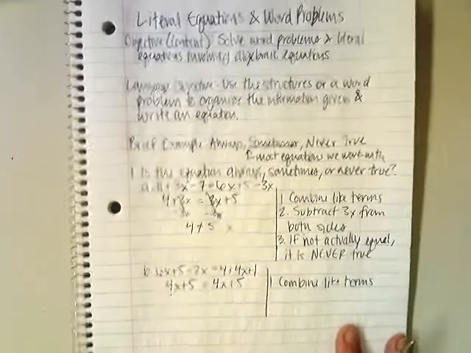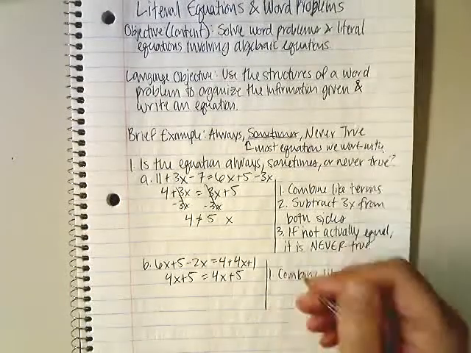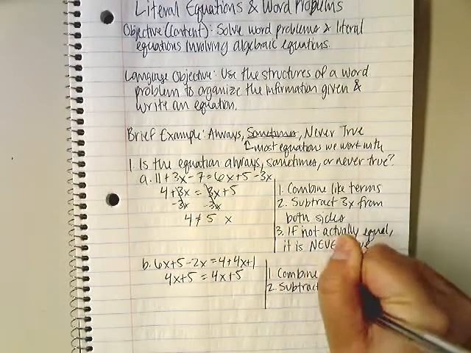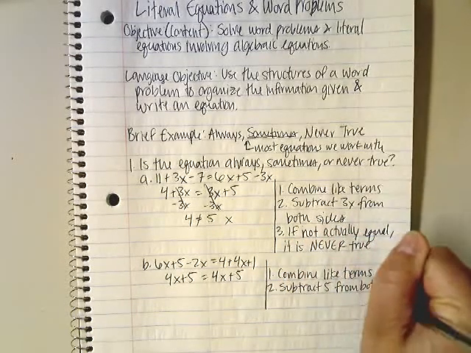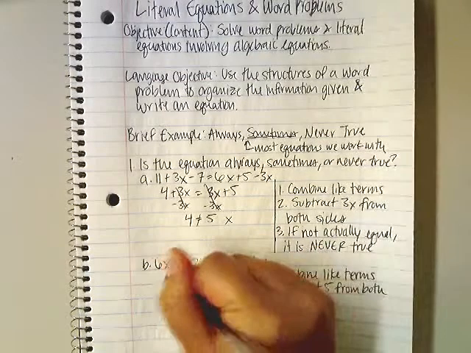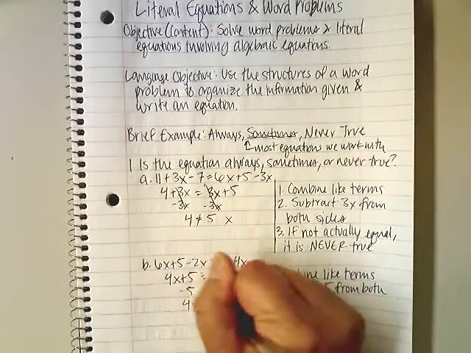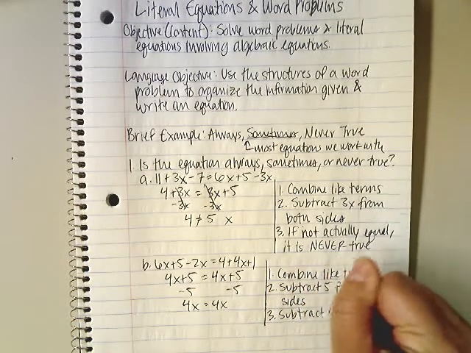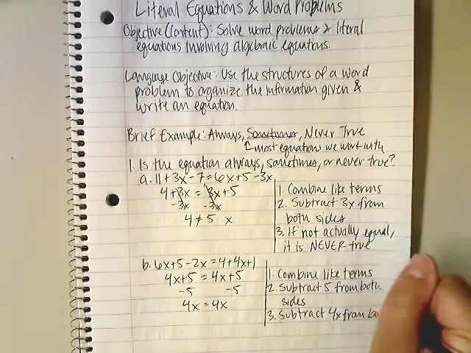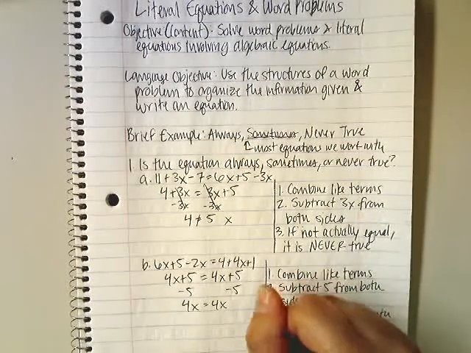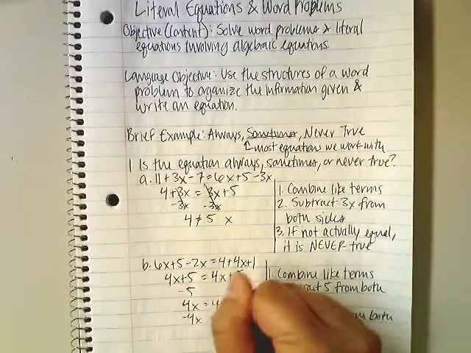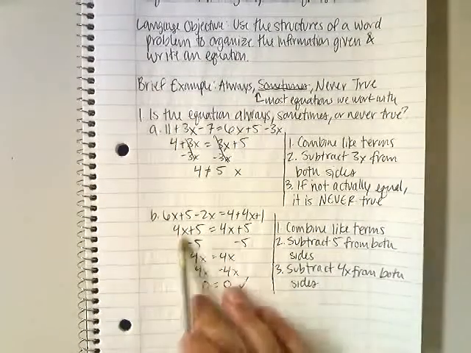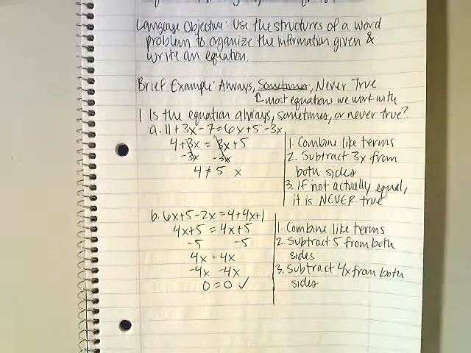You might already be able to tell that this is always going to be true. That is an identity. So again, just to make it super clear, we're going to subtract 5 from both sides. I subtract 5, and I get 4x equals 4x. And we can subtract 4x as well. And we see that indeed 0 equals 0. So we know that this will always have to be true. If it's the same thing on both sides of the equation, then it's an identity.